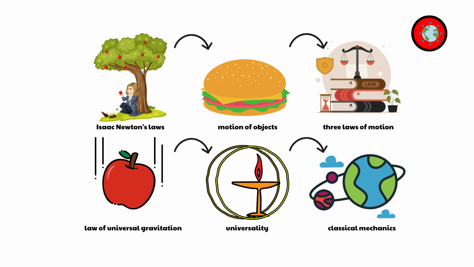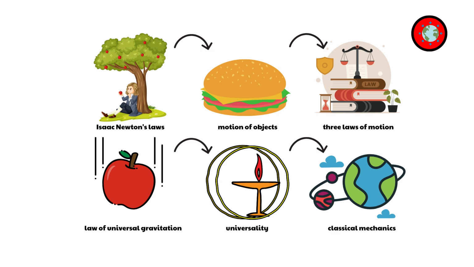Newton's three laws of motion are deceptively simple yet incredibly powerful. The first law states that an object at rest stays at rest, and an object in motion stays in motion, unless acted upon by a force. The second law quantifies how a force changes the motion of an object. The third law states that for every action, there is an equal and opposite reaction.